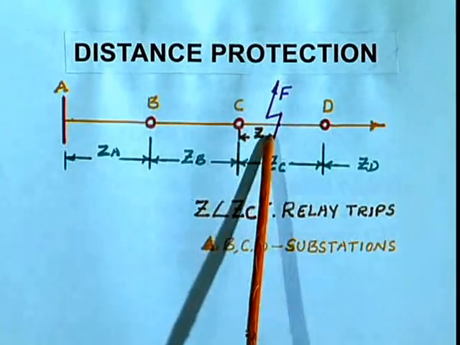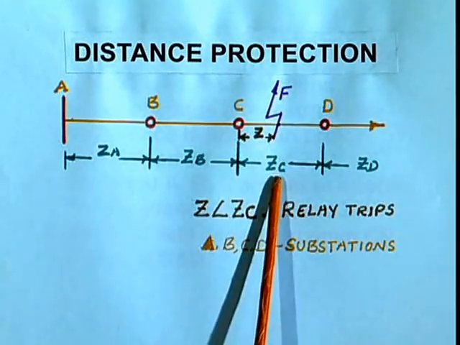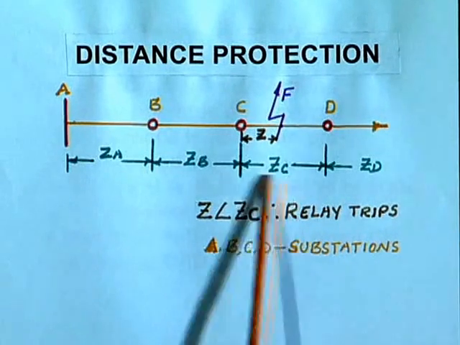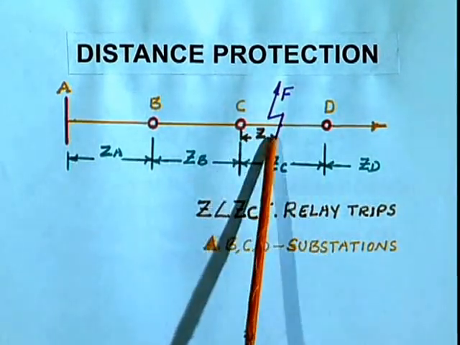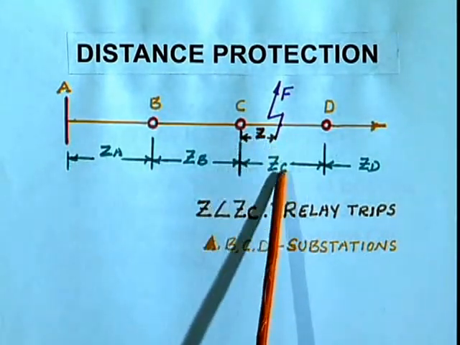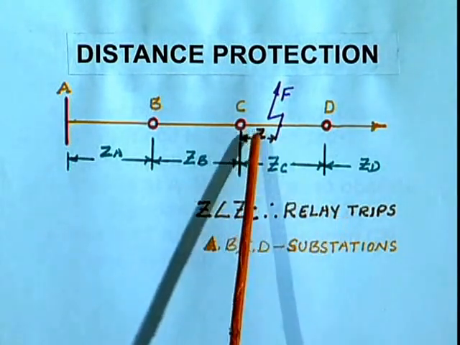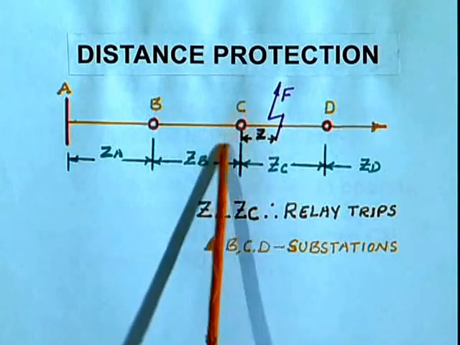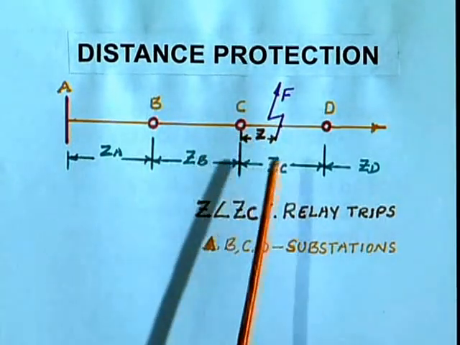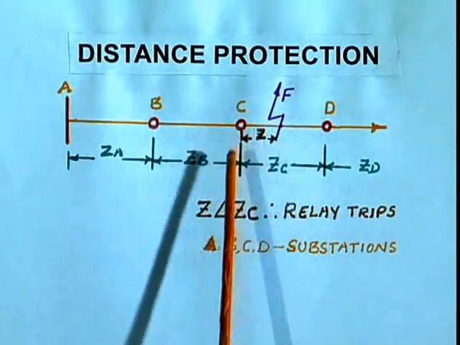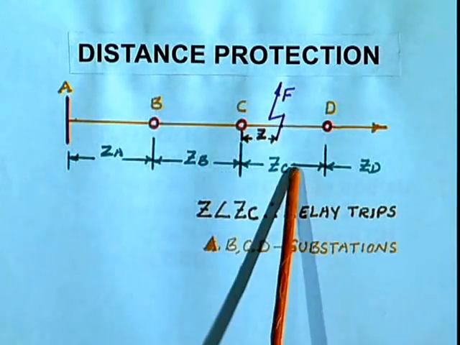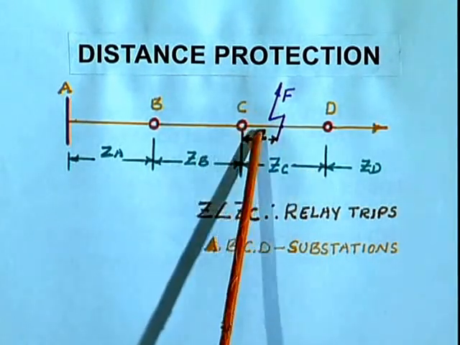Definitely this impedance will be less than ZC. ZC is the preset value, but this is the measured value. The measured value will be less than ZC, that is Z less than ZC, then the relay trips. Which relay will trip? Relay C will be tripped, because the measured impedance falls below the preset value, then the relay will operate.